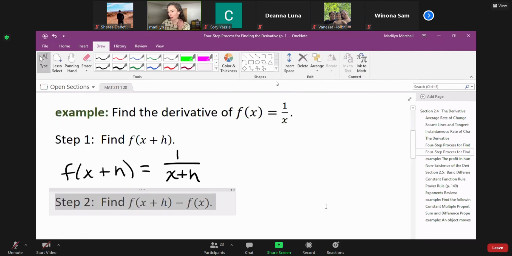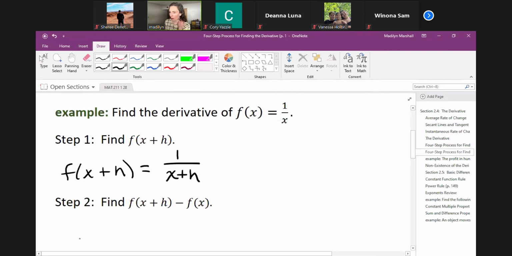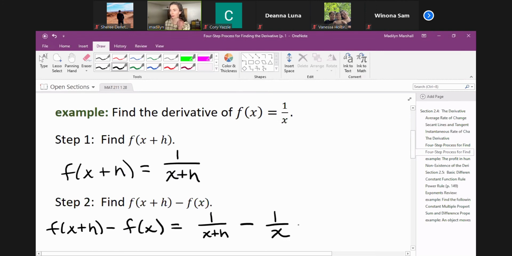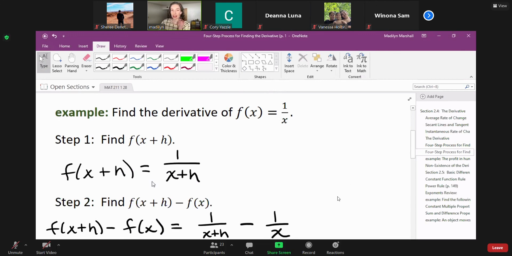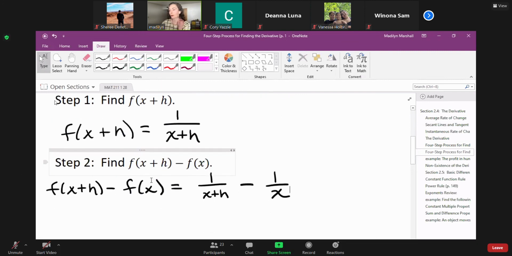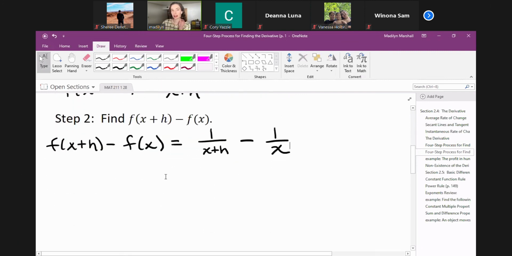Step 2 is where we have to be careful. So if we want to know f of x plus h minus f of x, this is 1 over x plus h minus 1 over x. And we want to simplify this. So algebra skills are super important here.